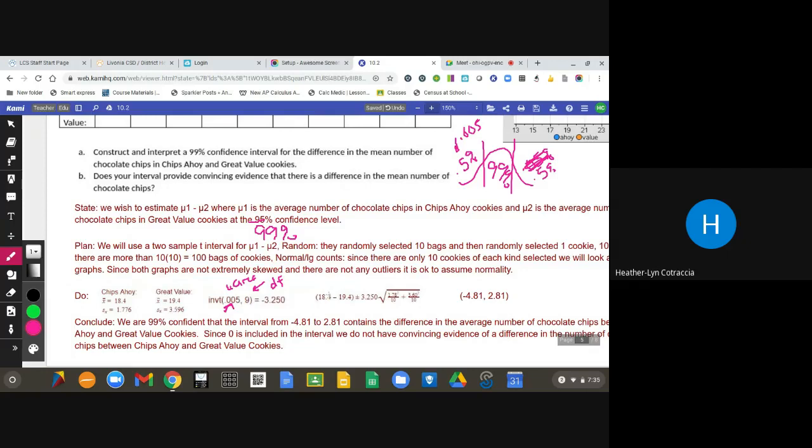Over here is the formula. You take the first mean minus the second mean. Order does matter. So I said mu1 was the number of chocolate chips in Chips Ahoy. So I would take my mean for Chips Ahoy minus my mean number of chocolate chips for Great Value. And then I'm going to add and subtract the t-value times, again, this is the worst part, the standard deviation squared, or the variance, over n1, plus the standard deviation squared, or the variance of the second sample, over n2. Plug that all into a calculator, and you get this interval right here, negative 4.81 to 2.81.